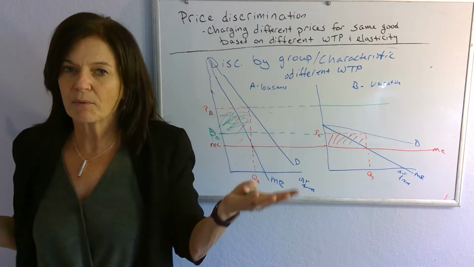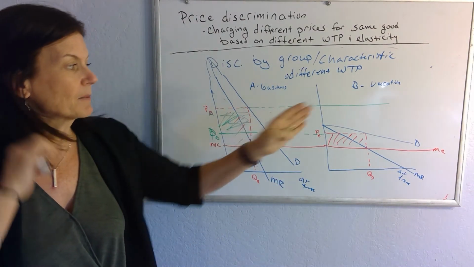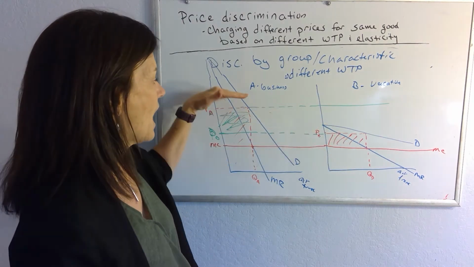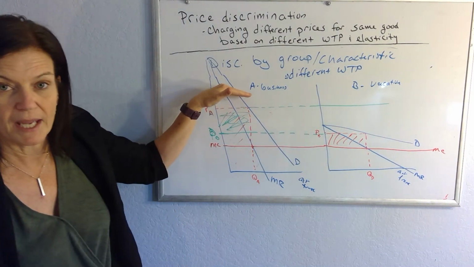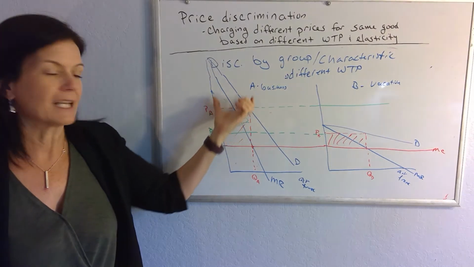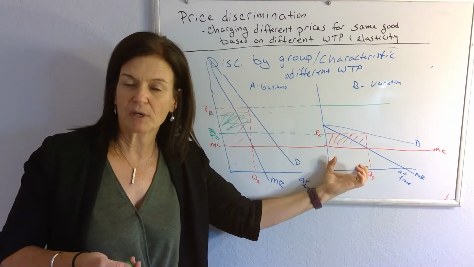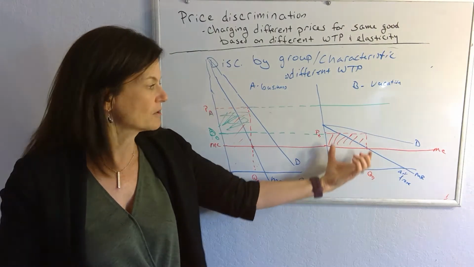So if you can separate the groups, and that's a key to this, you have to be able to tell the groups apart. If you can separate the groups, you can charge a high price to the people with a high willingness to pay with inelastic demand and extract a lot of their consumer surplus, but charge a low price to the people with much more elastic demand and lower willingness to pay, so at least you're keeping them in the market.